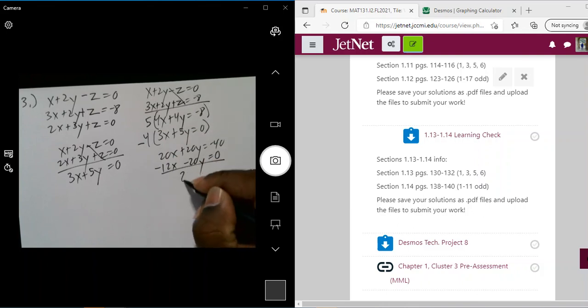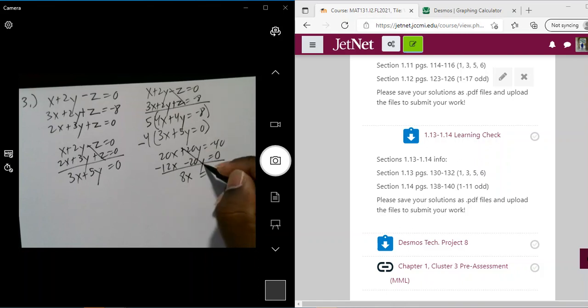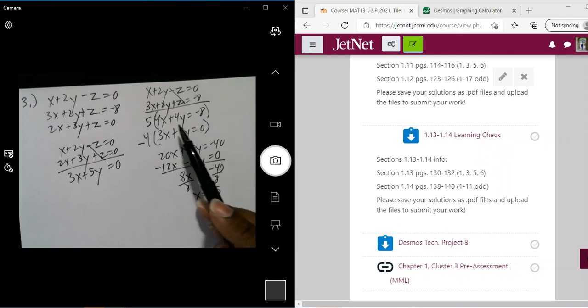20x minus 12x is 8x. The y's will simplify out and it equals negative 40. Divide each side by 8 and x equals negative 5. Now that we have x equals negative 5, we could go back to one of these two equations to find y. So I will go with the top equation.